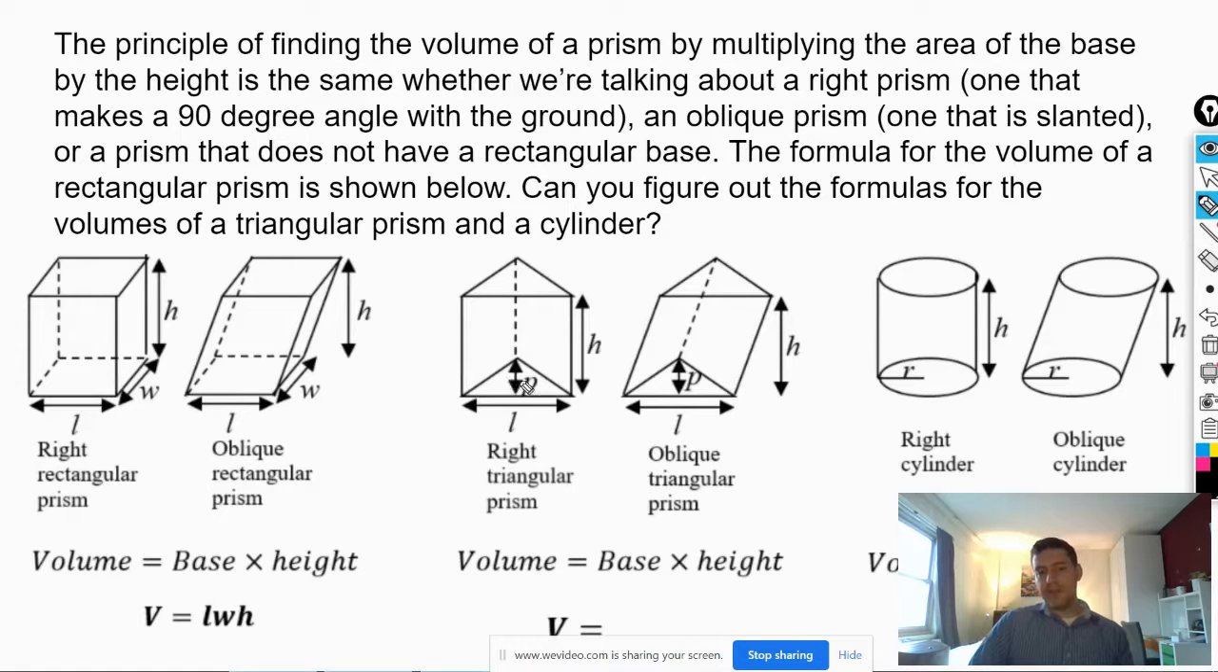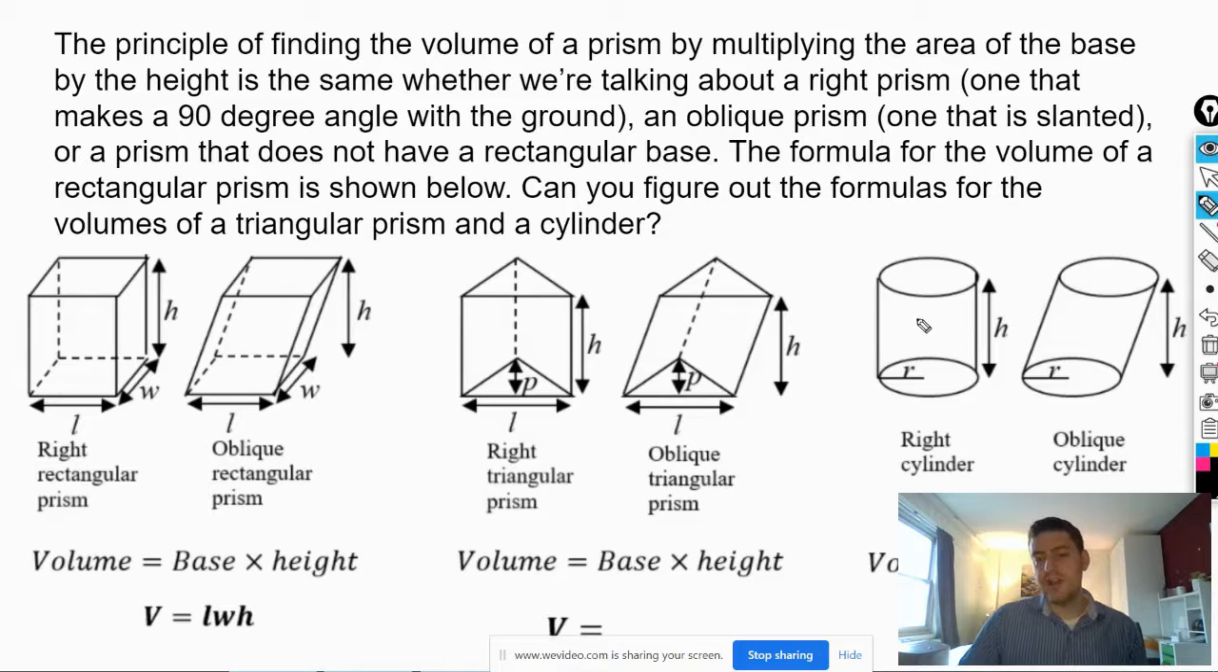Here, the base is a triangle. In both of these examples, the base is a triangle. In both of these examples, the base is a circle. Okay, but you would still, to find the volume of all of these shapes, just multiply the area of the base by the height. Okay, now technically, this is not even a prism. This is a cylinder.